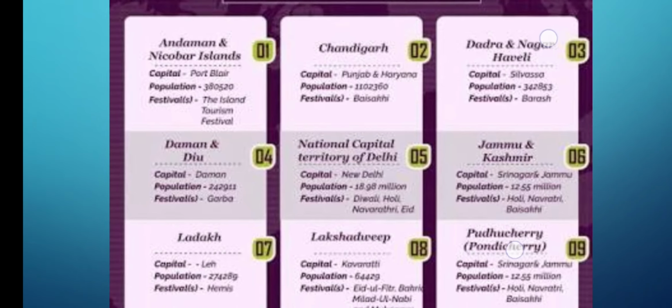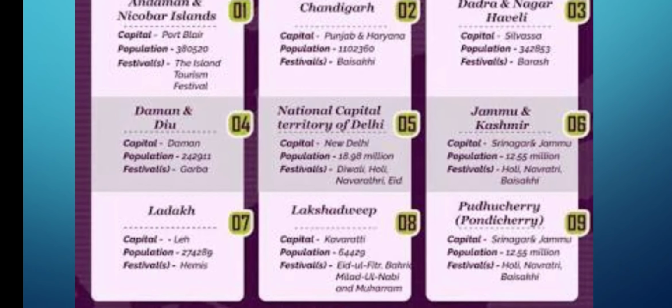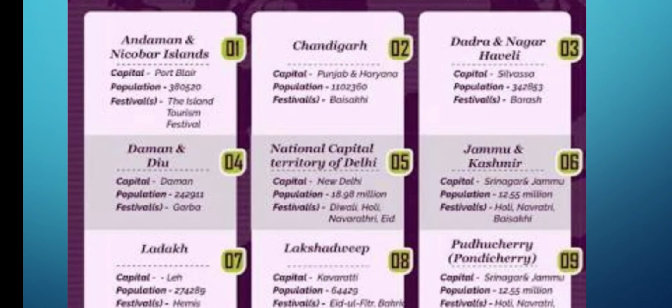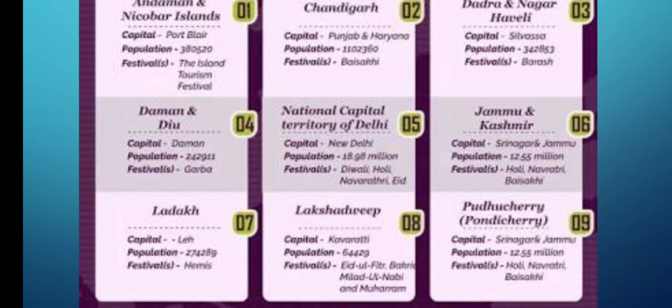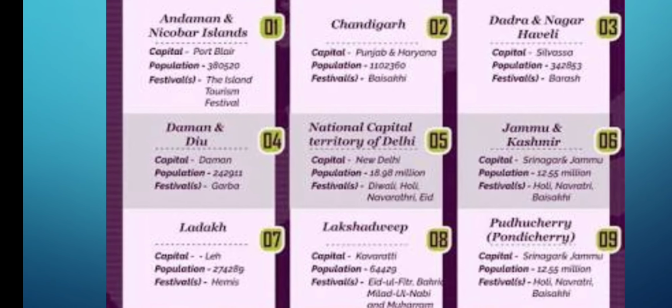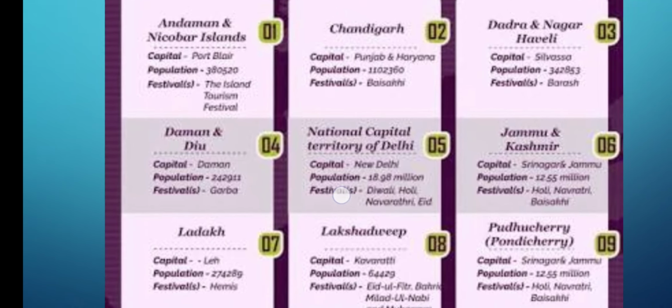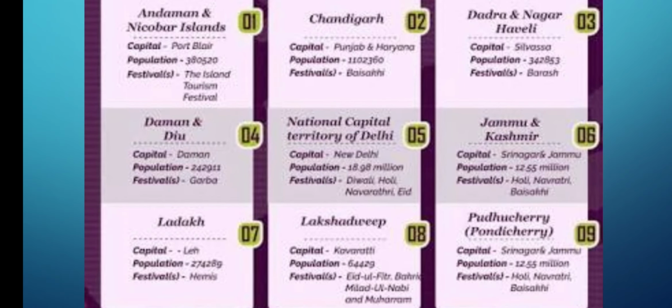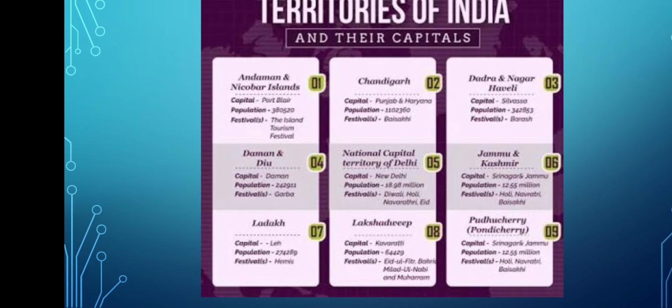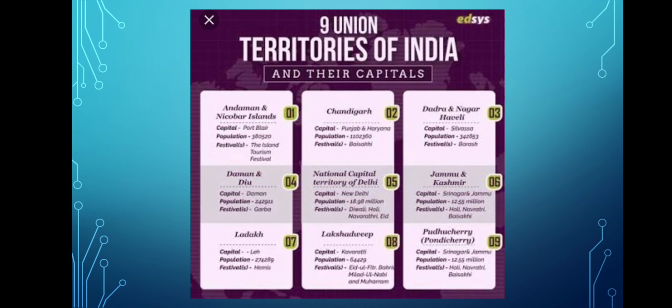So you can see the names of the union territories: Andaman and Nicobar, Daman and Diu, Lakshadweep, Chandigarh, National Capital Territory of Delhi, Dadra and Nagar Haveli, Jammu and Kashmir, and Puducherry or Pondicherry. So these are the 9 union territories at present, as well as the capital. In the next map I am showing you where you have to locate the states and the capital, and how.